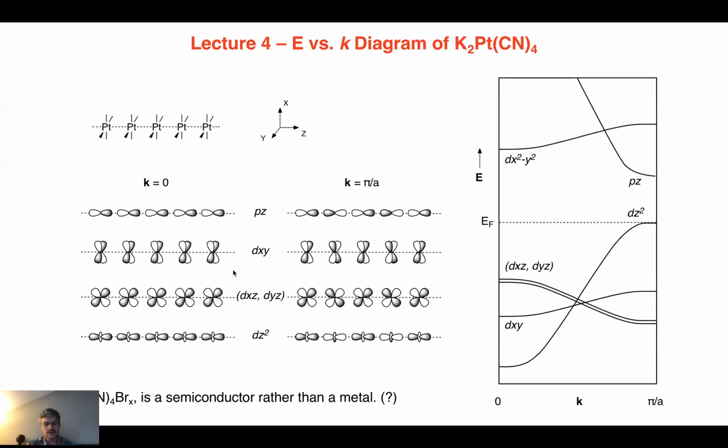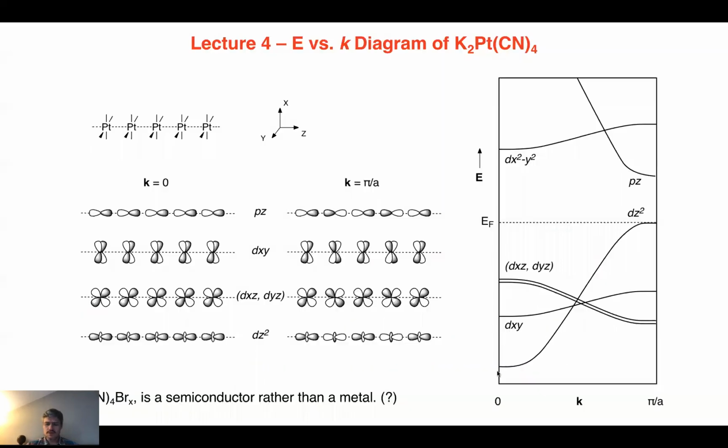Right, here are the deltas. These are making a sandwich. And you can see that this k equals 0 solution is all bonding, and the k equals pi over a one is antibonding. So sigma, pi, delta, you just switch: bonding, antibonding, bonding. Okay? So now let's take a look at the E versus K diagram.